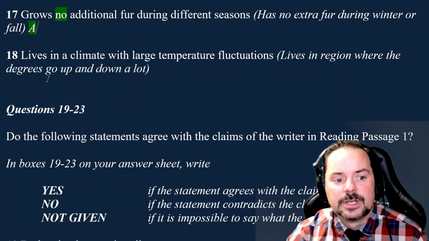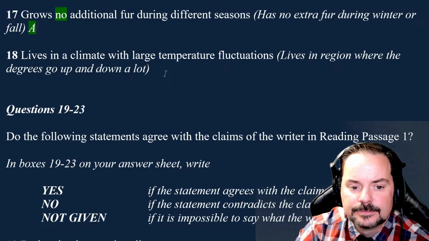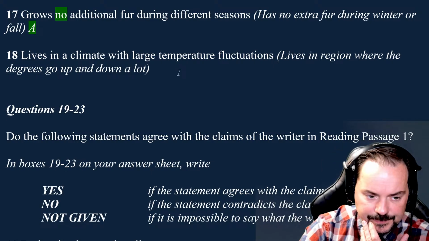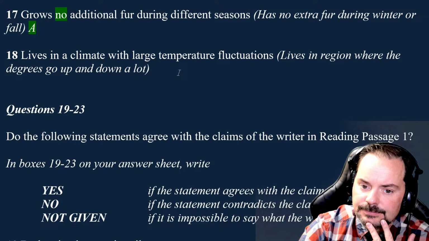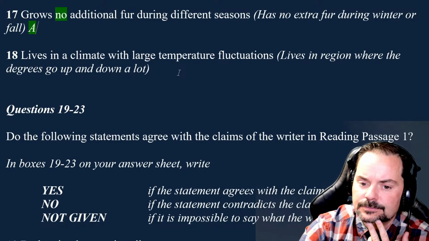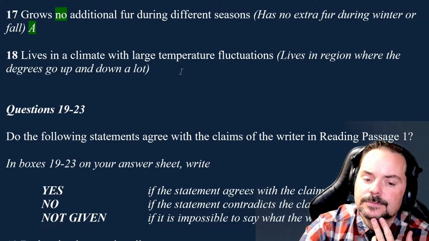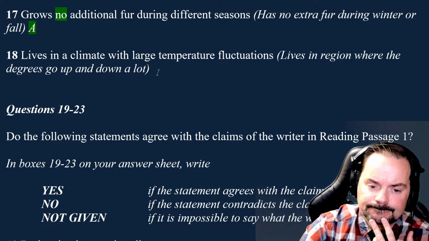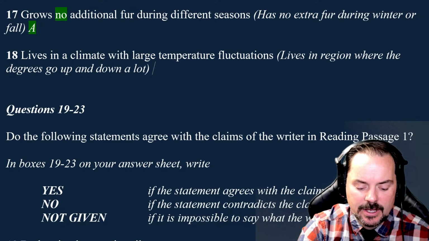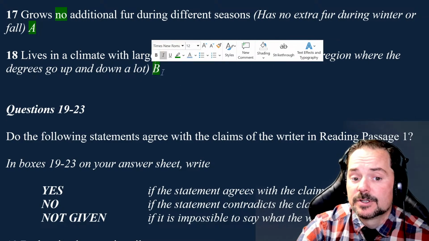And then the last one, Anahita, 18. Lives in a climate with large temperature fluctuations. I think in the equator, the temperature is always the same. Therefore, it's Siberian. Anahita, you are taking all of the right steps to get perfect scores.